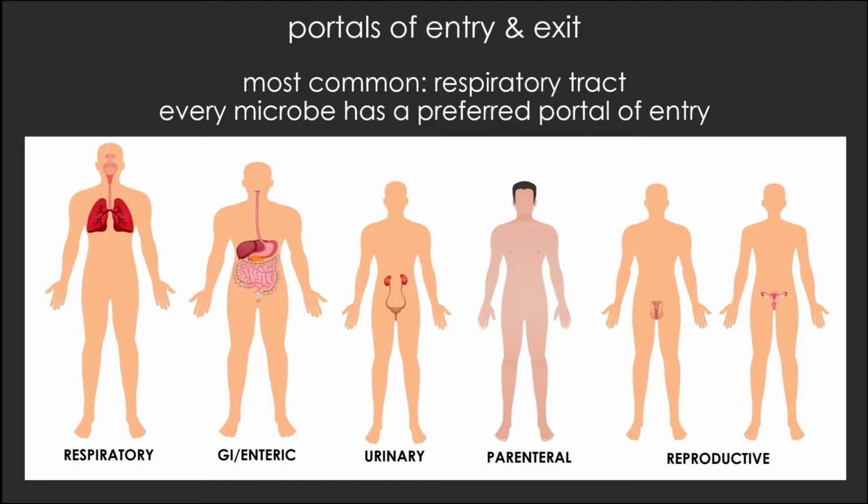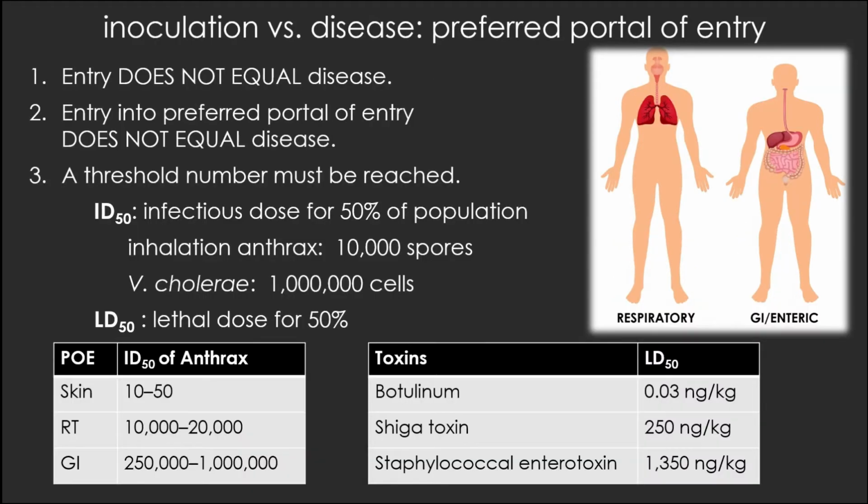All right, so that gets us through step 1 and step 2. You've been exposed, it's attached to the proper place, but don't worry. There are still other things in place in the body to protect you from getting from exposure to disease. So you can be exposed, you can be inoculated, you can even be inoculated into your preferred portal of entry. And entry does not equal disease, and entry into the preferred portal of entry does not equal disease.